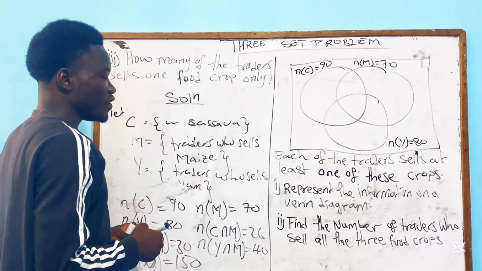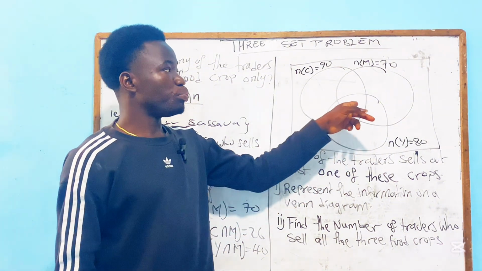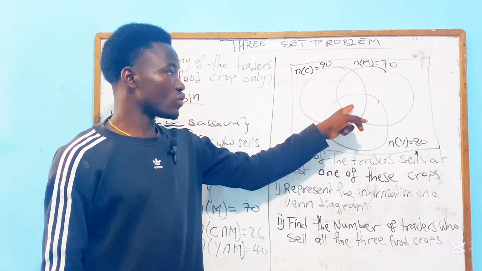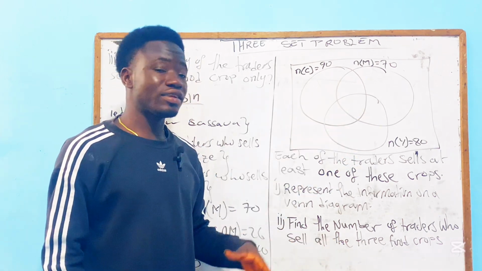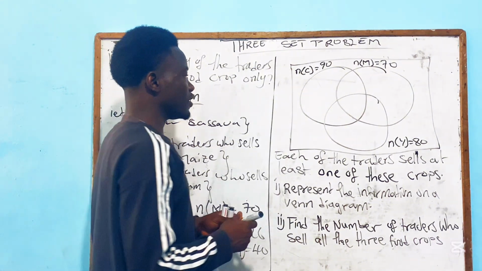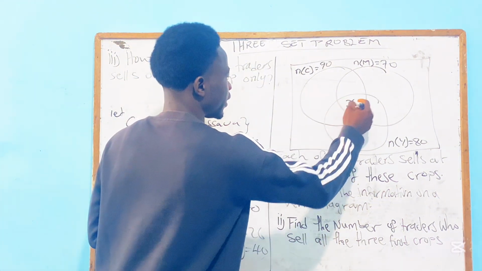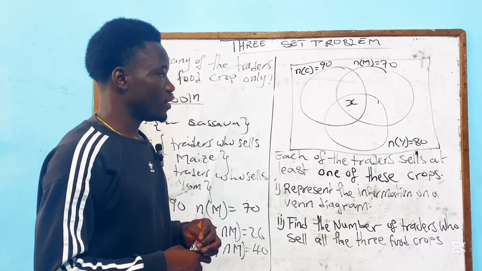Alright. Now, in the question, they have not given us the number of traders who sell all the three crops. They rather ask us to find it, so it's not given. So we can let it be denoted by a variable. Let's say X. We can denote it by X.